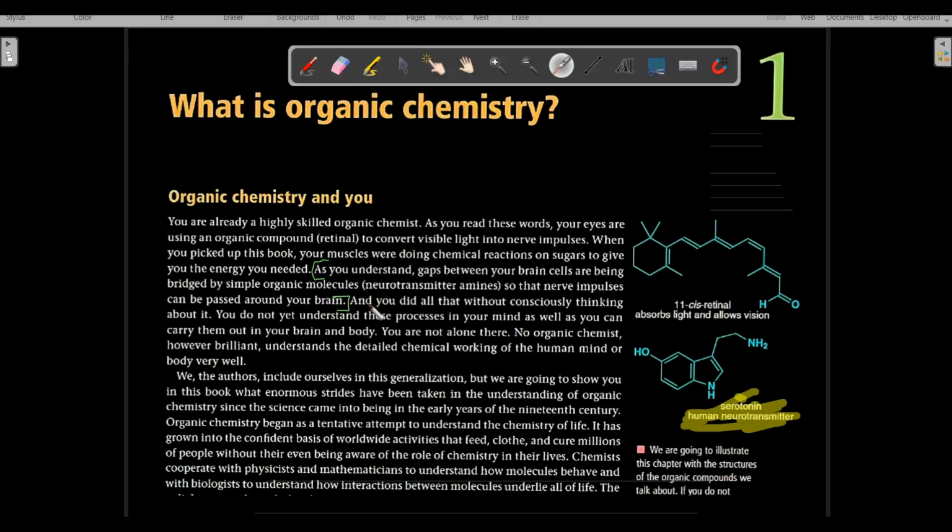You do not need to concentrate for lifting the laptop, lifting the book, going to the library. You do not need to consciously break down the sugar. The body automatically breaks down the sugar. Similarly, while watching the video, you are not converting retinal, you are not doing the activity on retinal. The eyes are automatically doing the activity on the retinal compound. Similarly, as you are understanding this lecture, the neurotransmitter amines are doing their work automatically. You are just concentrating on the lecture, but neurotransmitter amines are automatically transferring the nerve impulses. You are not consciously transferring the nerve impulses.